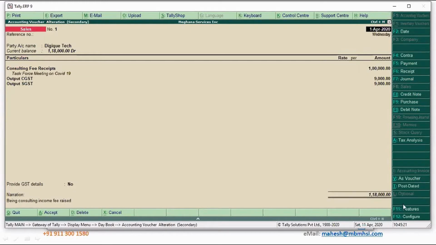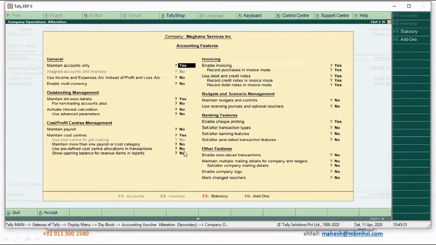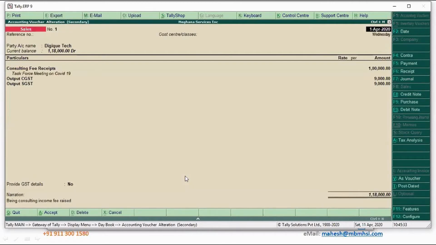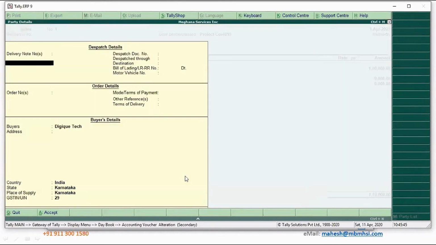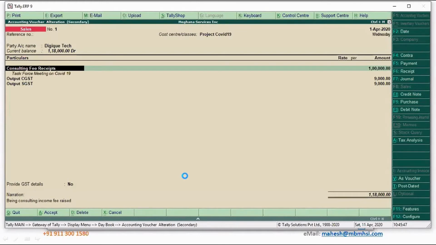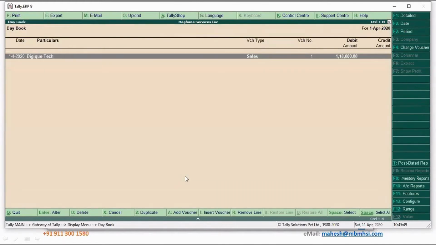So one way of classifying this again is on your F11. Just go and enable predefined cost centers for transaction. Enable this. Now every transaction that you do, it will start asking which cost center, whether it is common, Malleshwaram lab or project COVID-19. For example, I'm saying this is for COVID-19, so I'm saving this. Anyhow, this is already there.